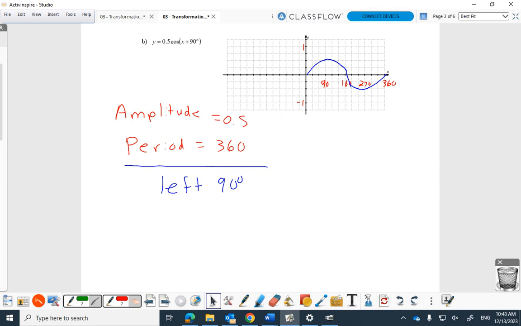This one's 90 over. And do you see I'm getting the same graph I got on the other one? I know they're overlapped, but if you draw the first one really lightly, it comes out really nicely.